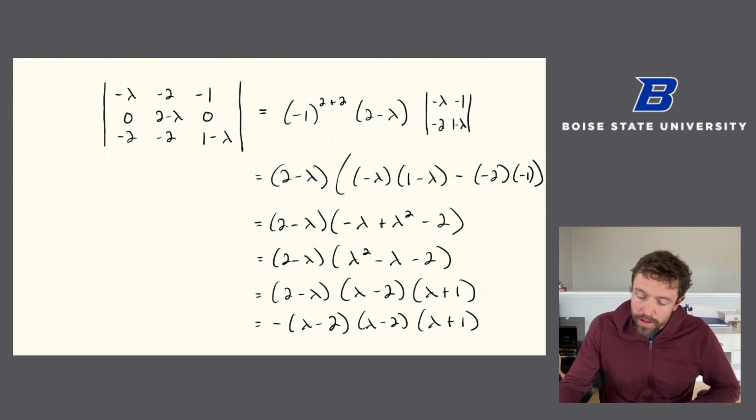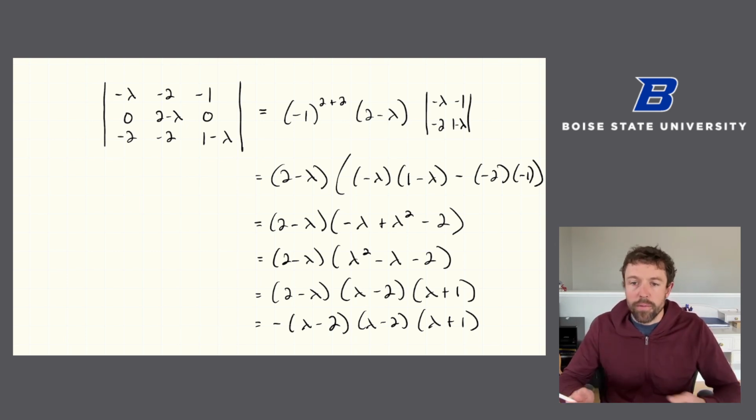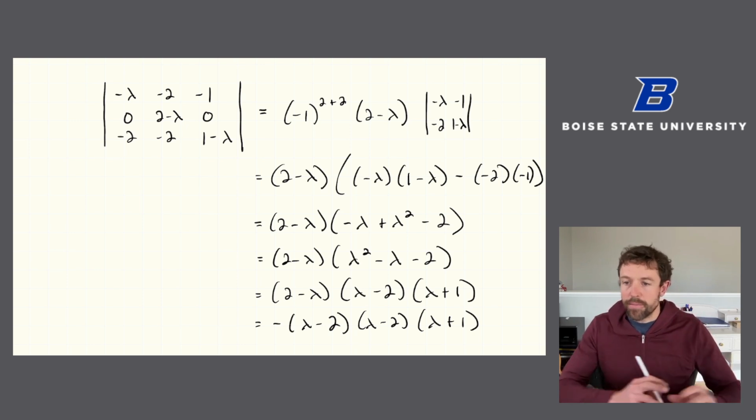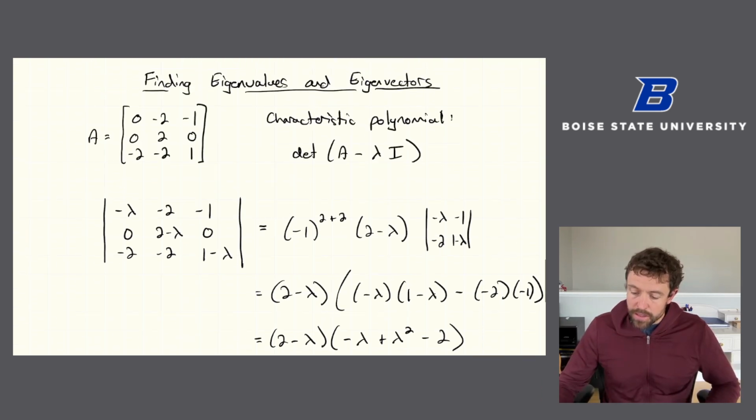I should point out, nothing wrong with calling this x instead of lambda, right? If you're more comfortable working with variables that just have traditional letter names, just do that. Don't force yourself to work with lambda as your symbol. It's not important. It doesn't matter what we call our variable as long as it's not something we've used previously in the problem.